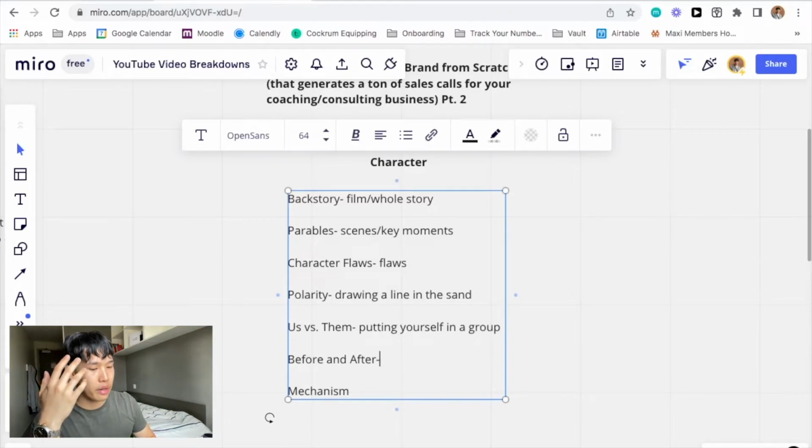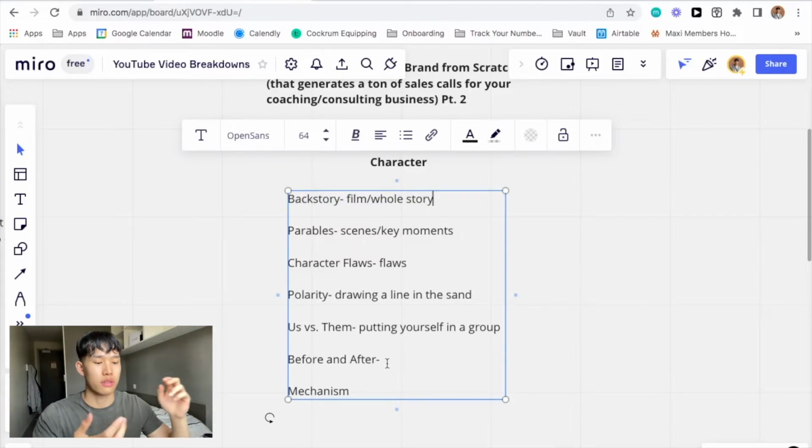Before and after, pretty self-explanatory. Who are you before and who are you after? I guess that also fits into backstory, but backstory is just more detail. All the events that happened in between. Before and after is pretty much the character traits of who you were before versus who you are after. So it doesn't get simpler than that.